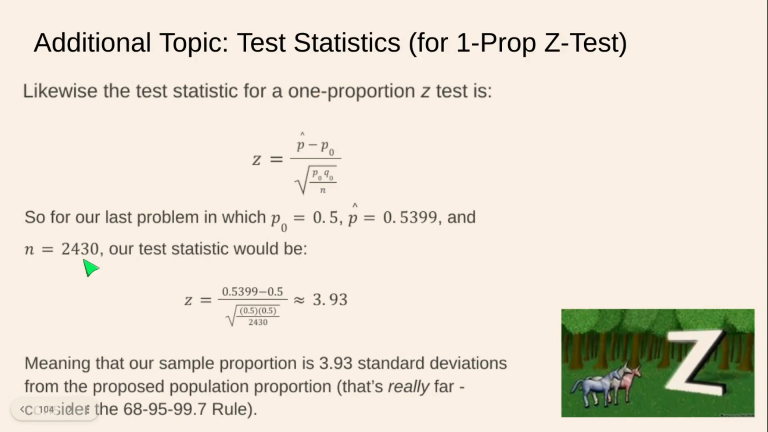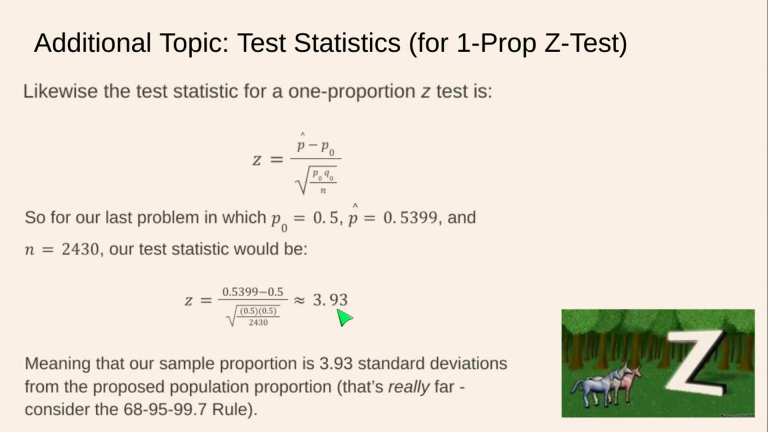So our test statistic for this scenario would be p hat equals about 54%. P sub 0, our assumed population proportion, is 0.5. And then we would do square root of 0.5 times 0.5. Why the 0.5s? Well, that's because p sub 0 is 0.5, and thus q sub 0, the complement, would be 0.5. Divide that by our sample size of 2,430, square root it, and we get 3.93.